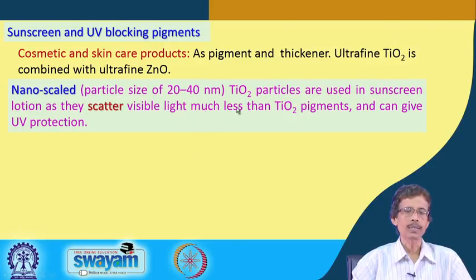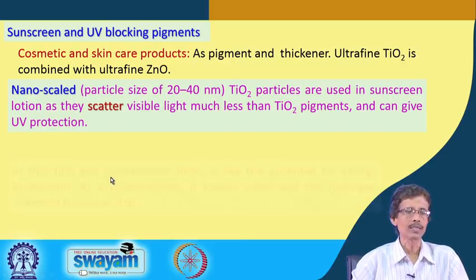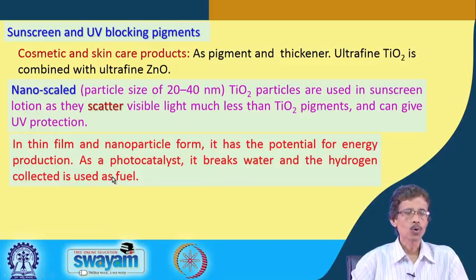Visible light scattering is much less than for the titanium dioxide pigment, because in the pigment the scattering of visible light is more, which is why it has the opacity and the white coloration. But in case of a smaller particle size, it can basically scatter the UV light also, so it can function as a UV protection material. So, in a thin film form and nanoparticle form, that means a very thin layer in a lotion, the particles are very small. So, we do not have a very thick layer, only a thin layer.